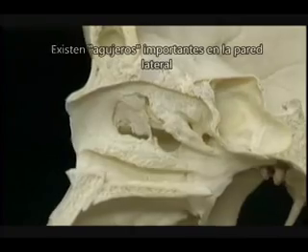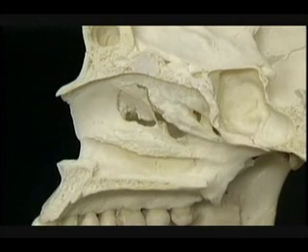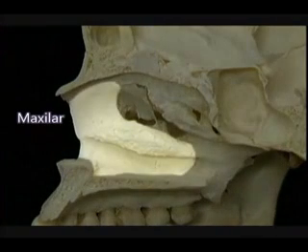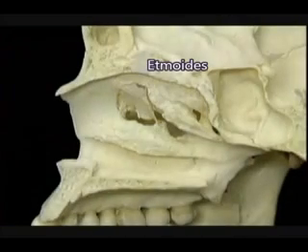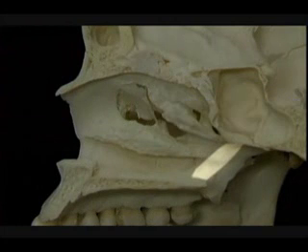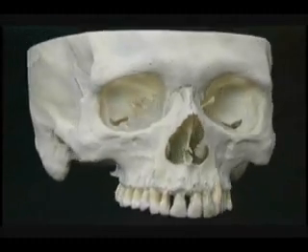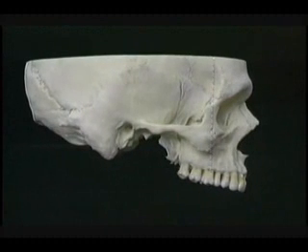There are several openings in the lateral wall of the nasal cavity. They're partly hidden by the conchae. We'll see them in a minute. The lateral wall of the nasal cavity is formed partly by the maxilla, partly by the ethmoid bone, and partly by the perpendicular part of the palatine bone. Further back, to get a better look inside, we'll divide the skull in the frontal plane along this line.